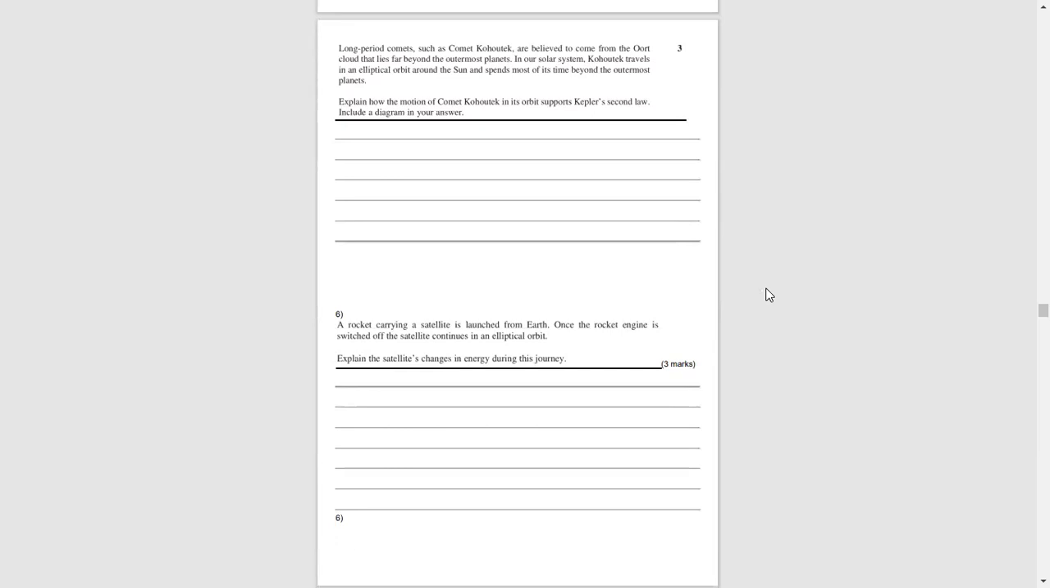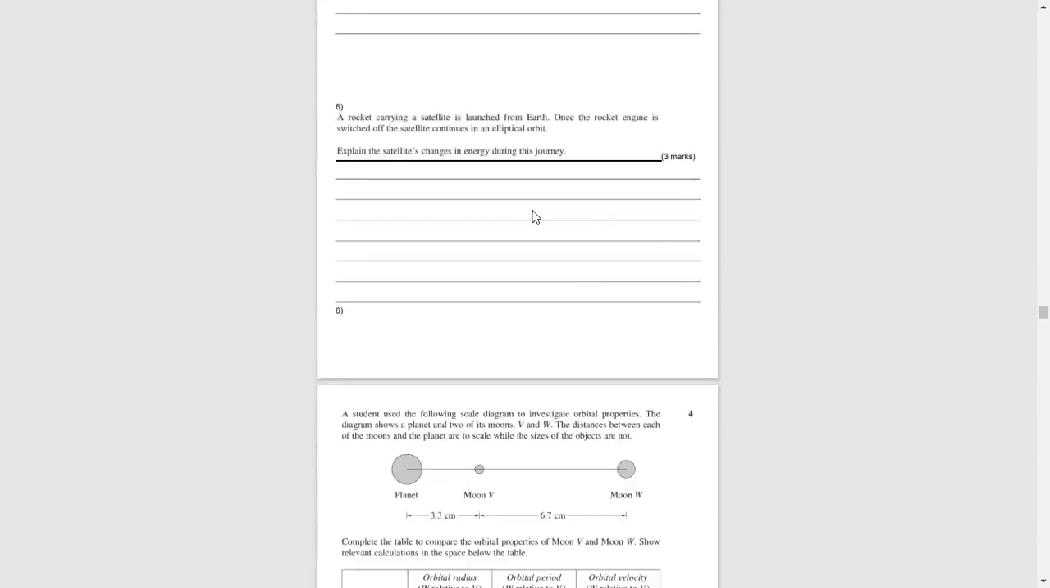Okay, so that's just an explanation of Kepler's second law. That's very standard. Once you know what Kepler's second law, the law of areas, is, you can go and revise that. There's nothing special there. Probably want to talk a bit more about this question.